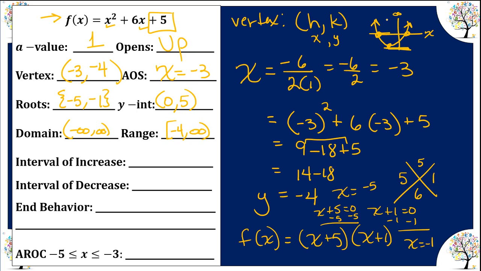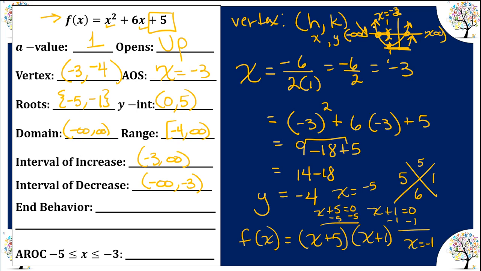Interval of increase and decrease. So let's sketch in our AOS. So this is x equals -3. So our graph increases on the right side. So from -3 to positive infinity, our graph increases. And then on the left side of the AOS, our graph is going down. So from -infinity up until -3, the graph is decreasing.